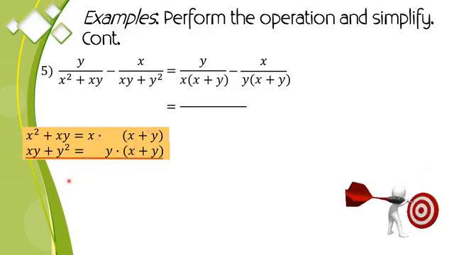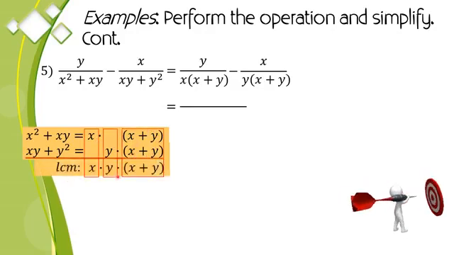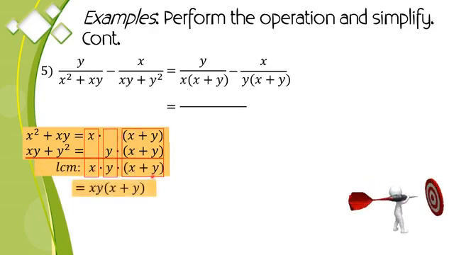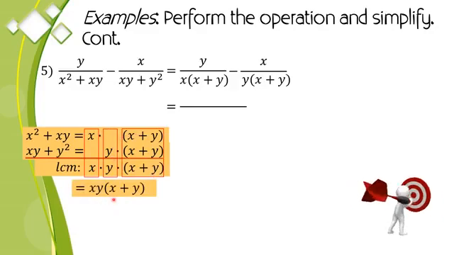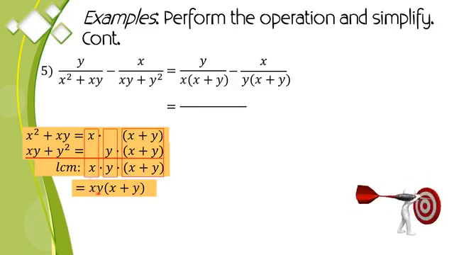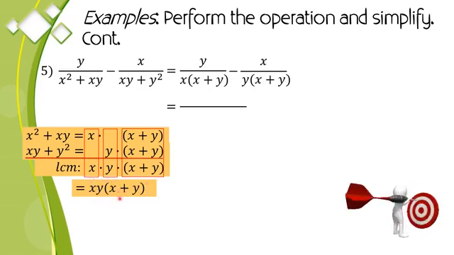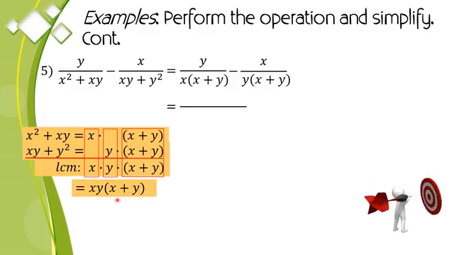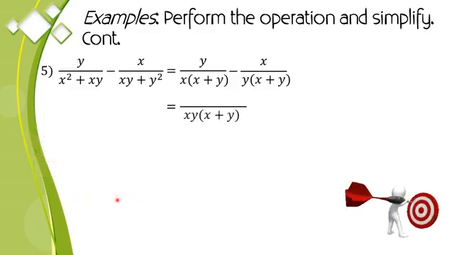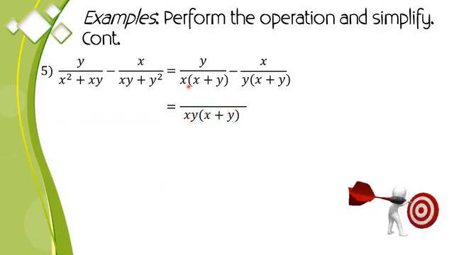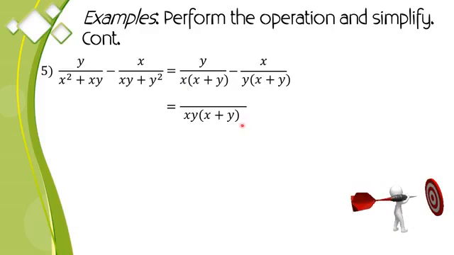Okay, so our LCM now is x times y times x plus y. That is now equal to xy times x plus y. So, we will not multiply that yet. We just copy. For example, you have x and then y and then times the quantity of x plus y. So you will see why I did not multiply it yet, because we're going to divide the denominator or LCM with the first denominator. That is proceeding with the next step.